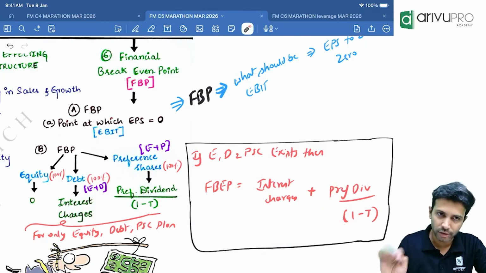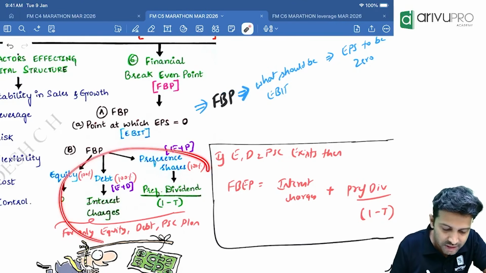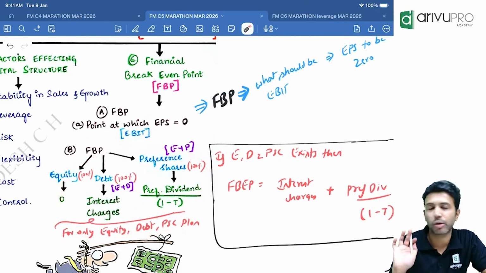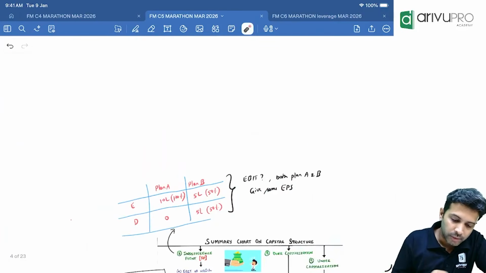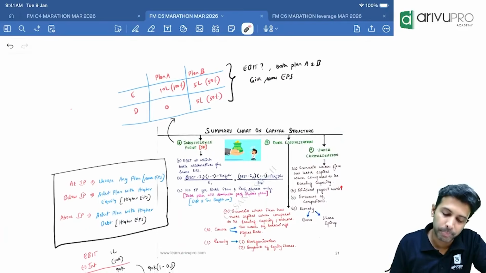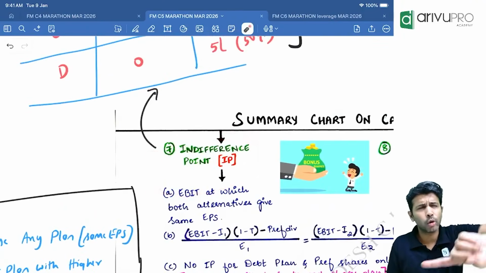If at all they ask, you need to club this. Usually they will ask these separately. We'll solve one question on this also now. Clear? Can I move on to the next one? The next one is indifference point. Let's go one step back again.